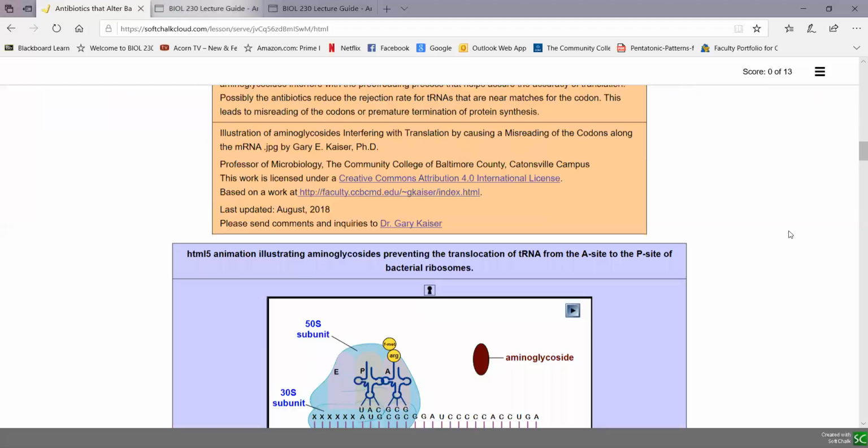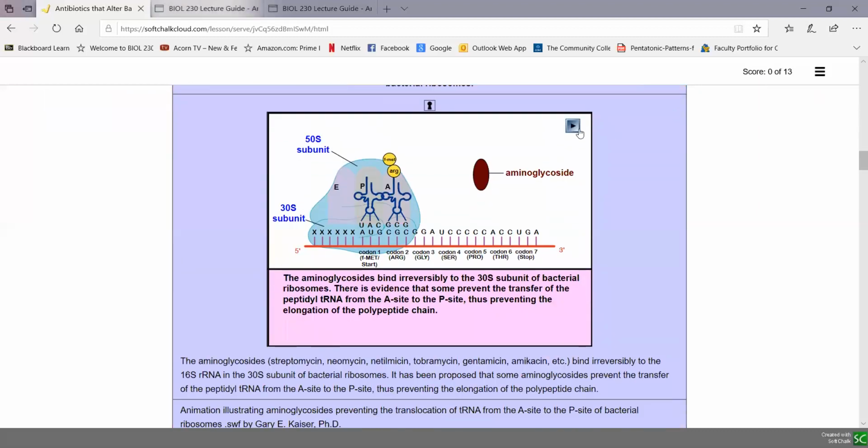And let's skip down to that animation and show how that might work. So here's one of the proposed mechanisms. The aminoglycosides might bind to the 30S subunit. Now remember, the next step is that as you picture the ribosome shifting to the next codon to read it, GGA, it's actually the messenger RNA that moves down the ribosome, but it's easier to show the transfer RNA moving.